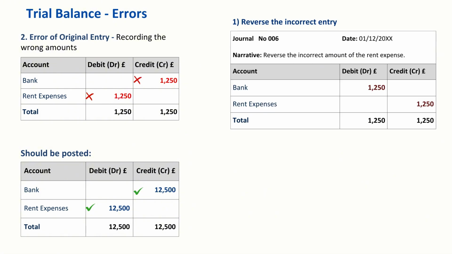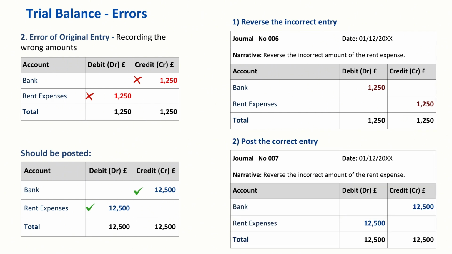We post the opposite. Debit bank £1,250 and credit rent expenses £1,250. Step 2. Post the correct entry. Now enter the transaction with the right amount. Debit rent expenses £12,500 and credit bank £12,500. This 2-step method clears the books of the incorrect figure entirely. It makes the correction transparent and easy to audit.